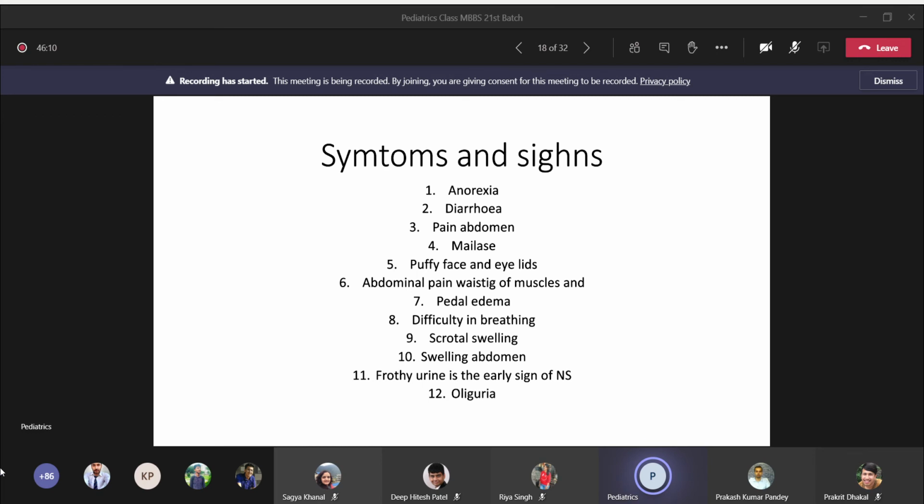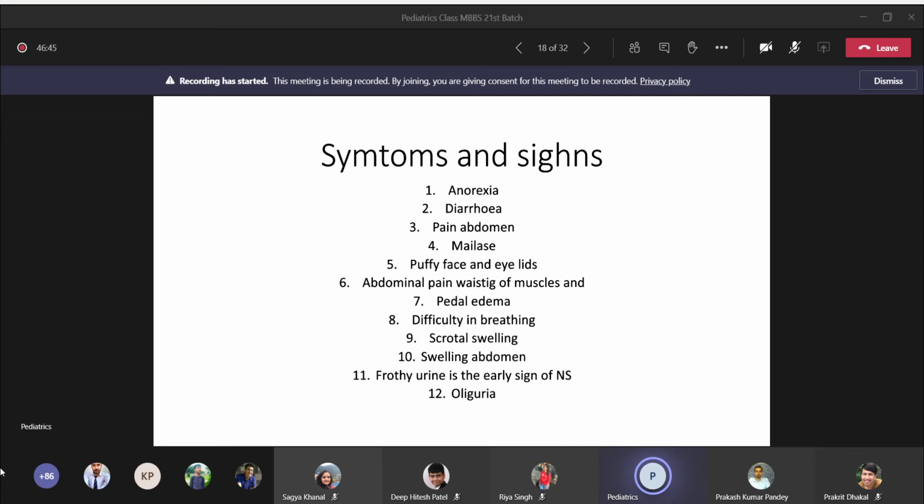Now come to what are the symptoms and signs of nephrotic syndrome. If any patient comes to the hospital, the mother is explaining that my child is having puffiness of the face, means swelling of the face. Along with that, there is swelling of the palpebral fissure also. And other symptoms are that the patient has anorexia. Some of the patients may have diarrhea also. There may be pain abdomen also.